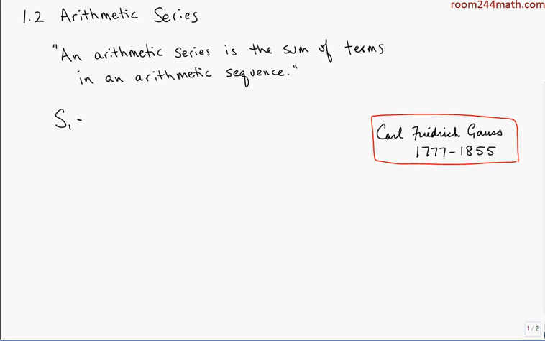S1 would simply be the sum of the first term of the arithmetic series, so it would just be T1. S2 would mean the first two terms of the arithmetic series added together, so T1 plus T2. S3 would be T1 plus T2 plus T3. And these are all called partial sums because we can't really add up all of the terms in an arithmetic sequence because we would just keep on getting bigger and bigger numbers.